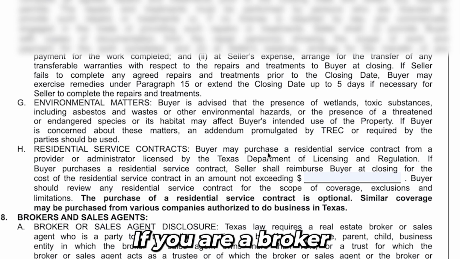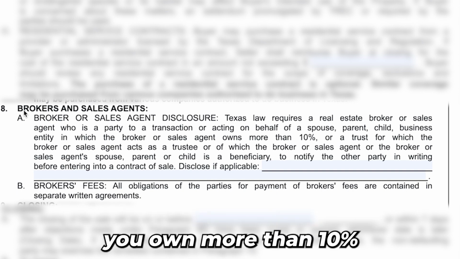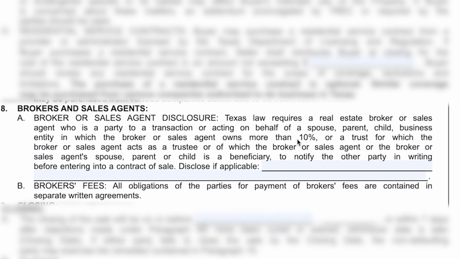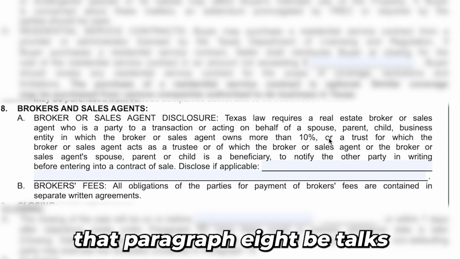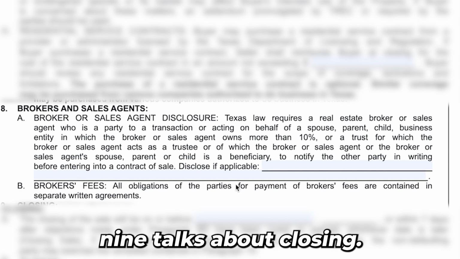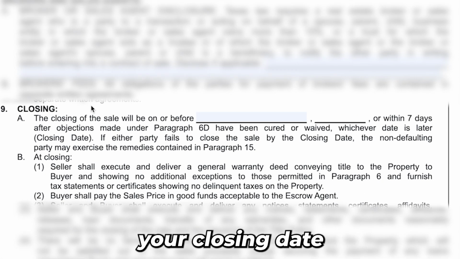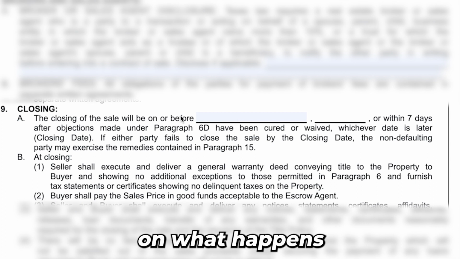Paragraph 8, if you are a broker or a sales agent and you are part of the transaction, meaning that you own more than 10% in ownership of this property, then you need to disclose that. Paragraph 8B talks about broker's fees. Paragraph 9 talks about closing. So that's going to be your closing date, and it gives all kinds of information on what happens with this closing date.